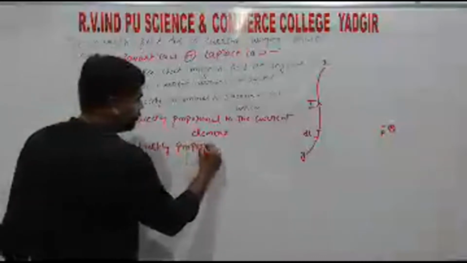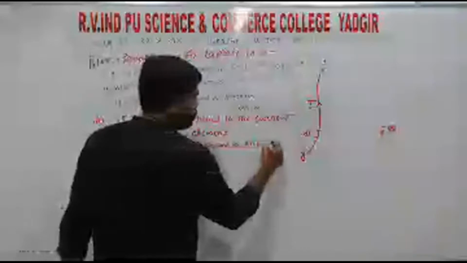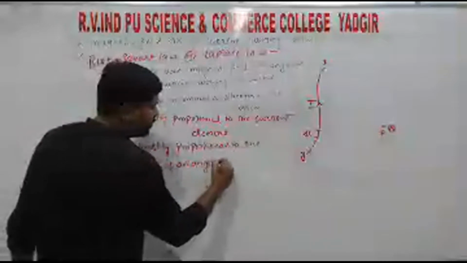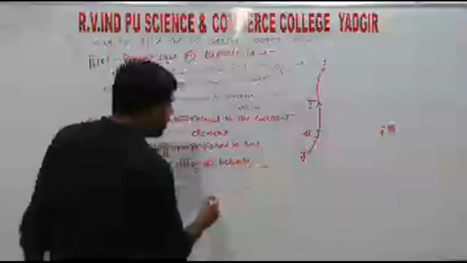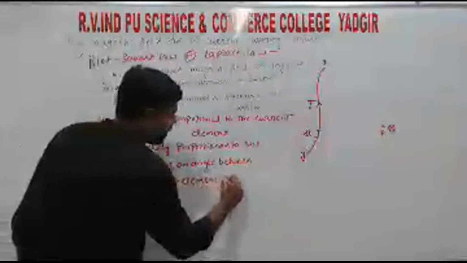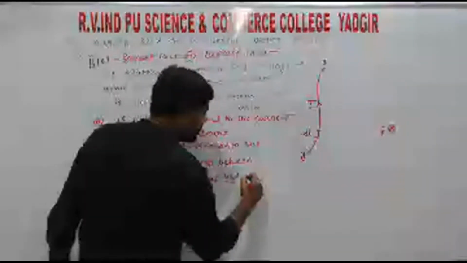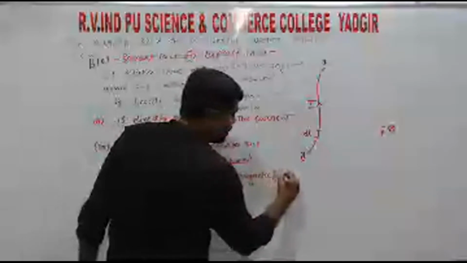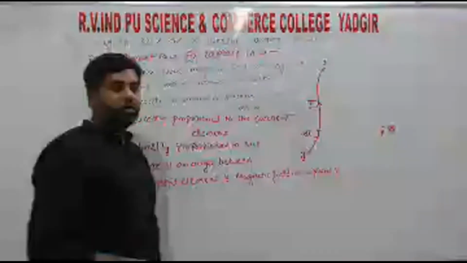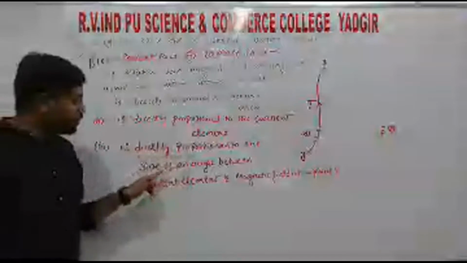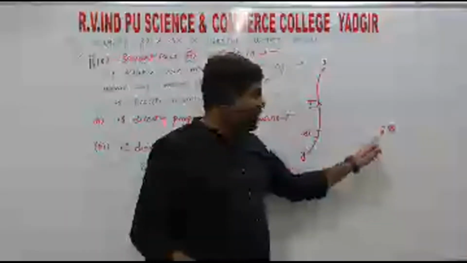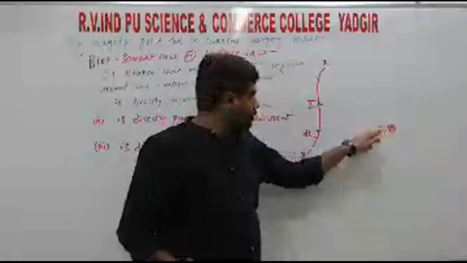proportional to the sine of an angle between current element and magnetic field at a point P. So this one is the third. It is directly proportional to the sine of an angle between the current element and the magnetic field at a point P. So ಎಲ್ಲಿ ನಾವು magnetic field ನ find out ಮಾಡ್ಕೊಂತೀವೋ ಅದಕ್ಕೆ ಜೊತೆಗೆ current element ಗೆ.